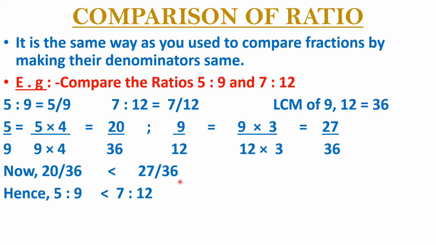As denominators are same, so compare the numerators. Since 20 is less than 27, so 20/36 is also less than 27/36. Hence, we could say that 5:9 is less than 7:12.